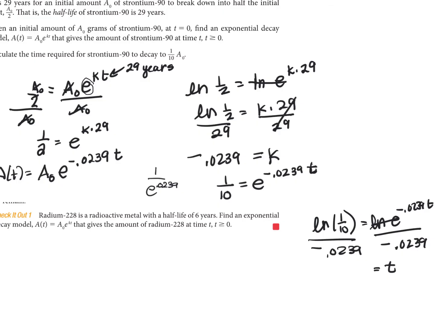So I need the natural log of 1/10, and divide that by our constant, negative 0.0239. And it will take 96 years.